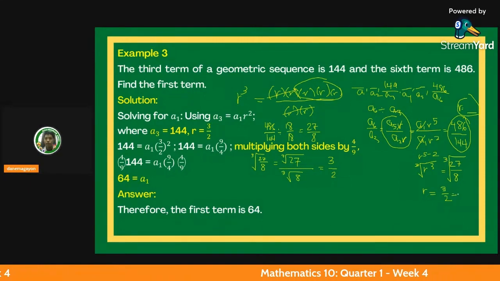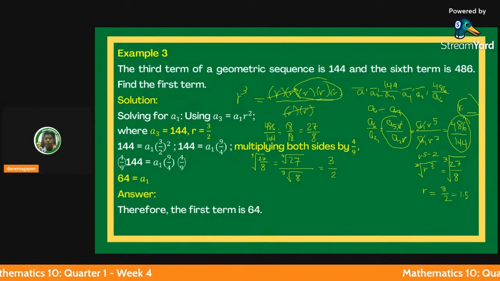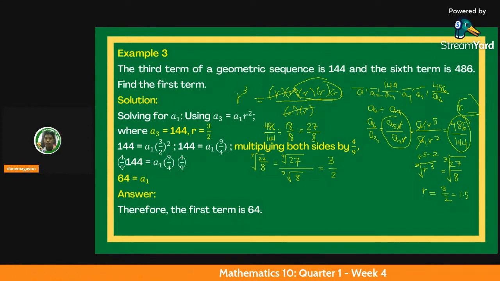And then, kung gusto nyo siyang i-express into decimal, nakita nyo naman, di ba, 1.5 yun. Kasi, when you have 3 halves, it means it is also the same with 3 divided by 2. Diba? It is also the same with 3 divided by 2.